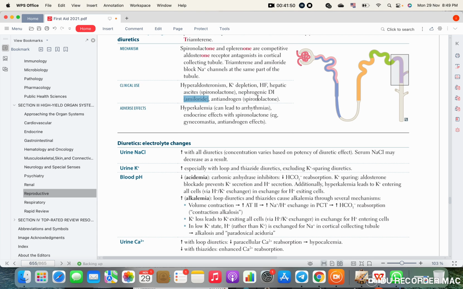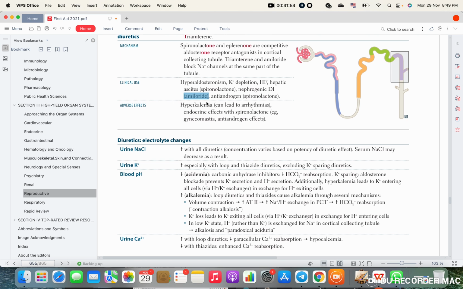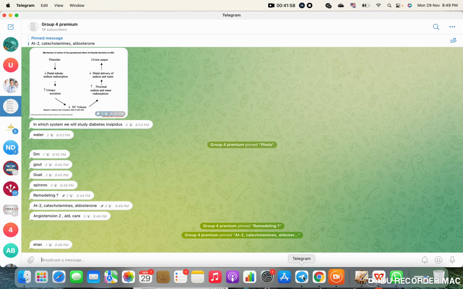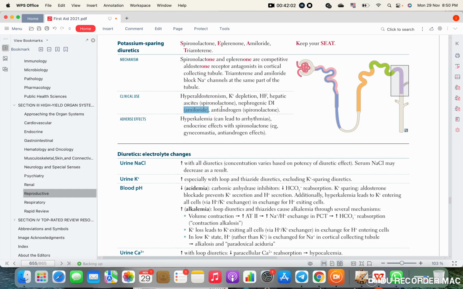Nephrogenic DI, we use amiloride. Why? Because it blocks which channel, amiloride? Does it block the aldosterone channel or the ENaC channel? The ENaC channel, exactly. Okay, also anti-androgen: spironolactone acts as an anti-androgen. So adverse effect, hyperkalemia, with potassium sparing diuretics, which can lead to arrhythmia. Speaking of the devil, let's take a look at hyperkalemia induced arrhythmia.